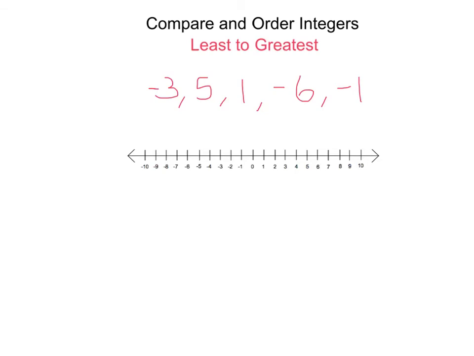Now we're going to look at different integers and see if we can decide which one is larger or which one is smaller. We're going to compare them, put them on a number line, and then rewrite them in order, least to greatest, or smallest to largest. To start out, here's a set of integers, and I'm just going to place them on the number line. So I have -3, and 5, and 1, and -6, and -1. The smallest is always the furthest left, and then it gets larger as you go to the right. So if I rewrite them, I'm going to rewrite them in order.